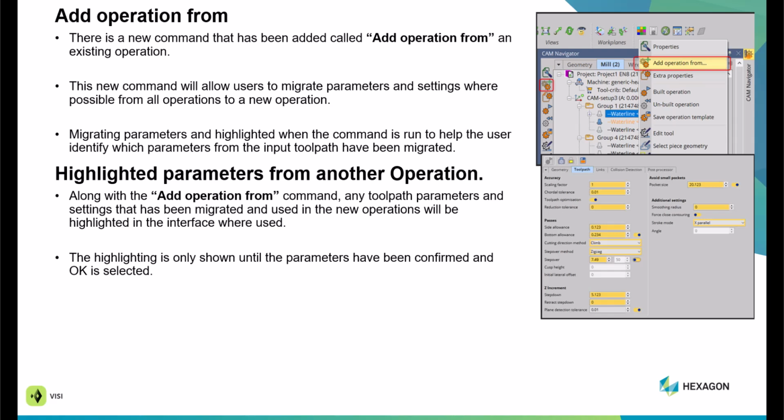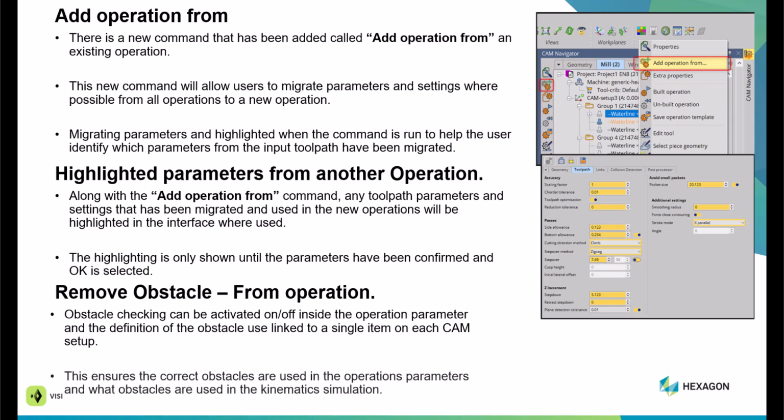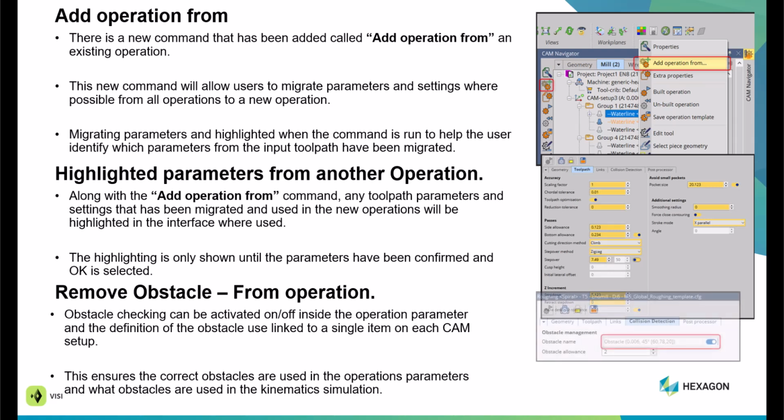It's going to pull the information it can from a previous operation. You now have the ability to remove obstacles from the operation. In an obstacle checking activation on and off, the operation parameter can be defined using a link to a single item on the CAM setup. This ensures that the correct obstacle is being used within the operation parameters and what obstacles are used in kinematic simulation.